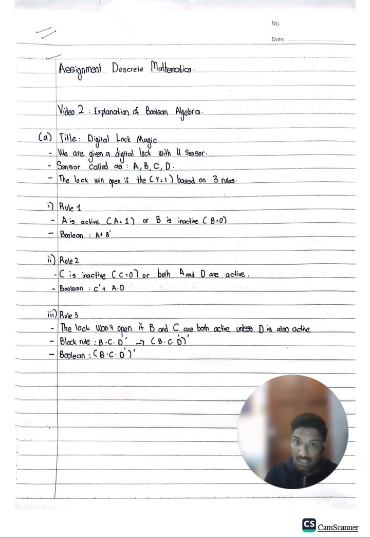And what is rule 3? Rule 3 is important on this particular lock, which means the lock won't open if B and C are both active, which means B and C equal 1, unless D is also active, which means 1, 1, 1. The Boolean expression is the bar of B times C times D bar. So this is the final Boolean expression. Let me go to question 2.